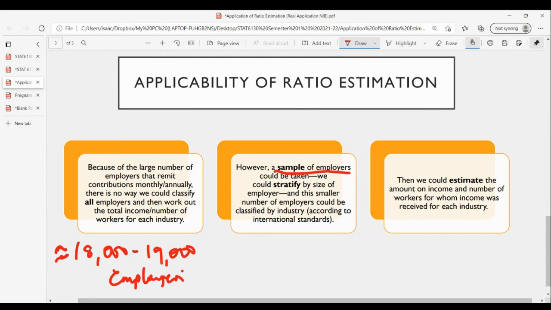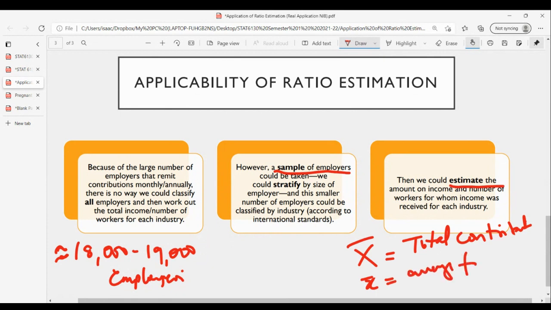We could estimate then the amount of income and the number of workers for whom income was received for each industry. So I guess in this case, the big X or big X bar, if you're looking at average contribution income, will be the total contribution income. And then small x bar will be the average from a particular industry, and the y will be, I guess, the total income for the sample, or the average income for the sample, something along those lines.